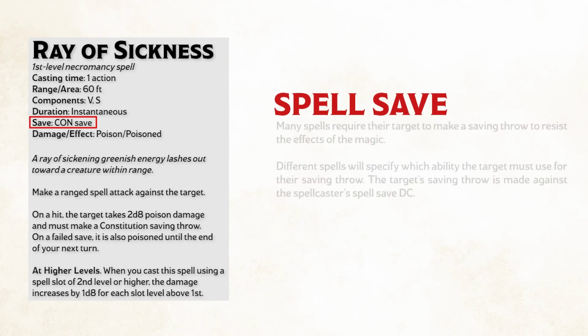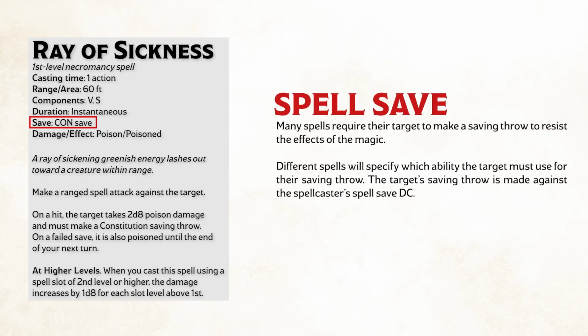Spell save. Many spells require their target to make a saving throw to resist the effects of the magic. Different spells will specify which ability the target must use for their saving throw. The target's saving throw is made against the spellcaster's spell save DC.